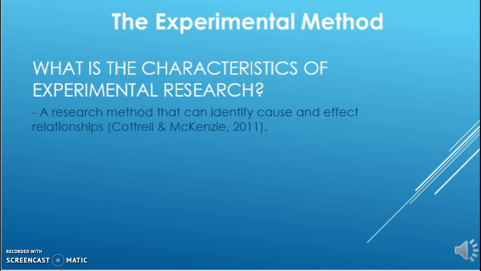What are the characteristics of experimental research? Experimental research is the only research method that identifies cause and effect in relationships, or what is causing something to happen. Other research methods are used to show what is going on and what is happening.